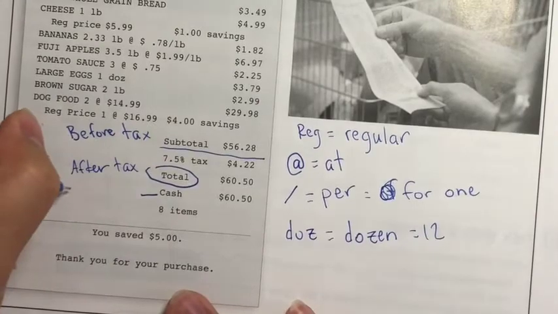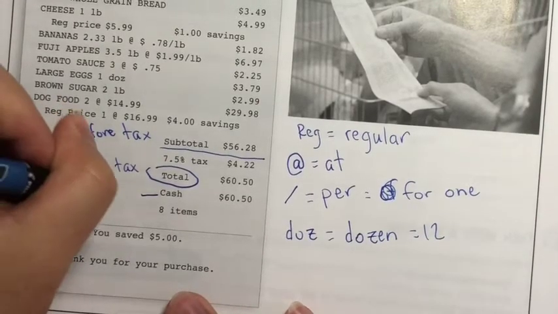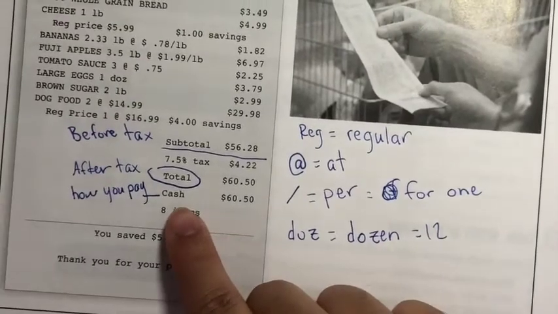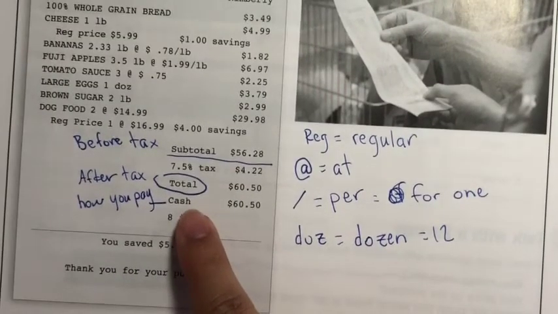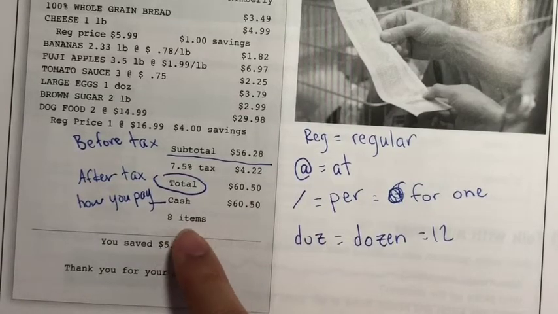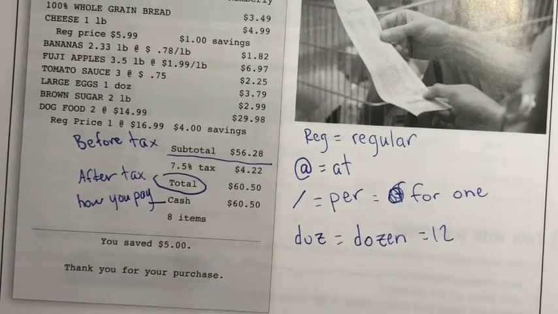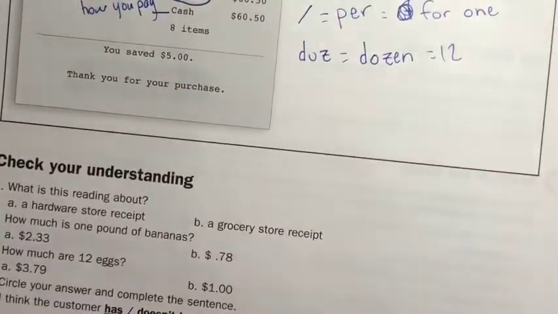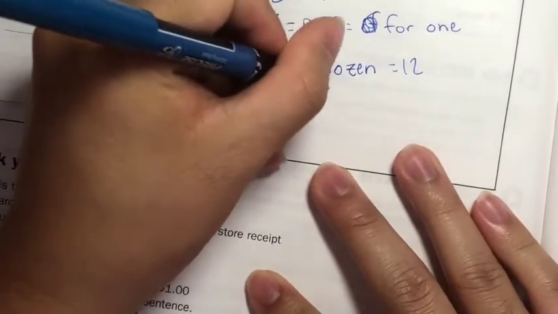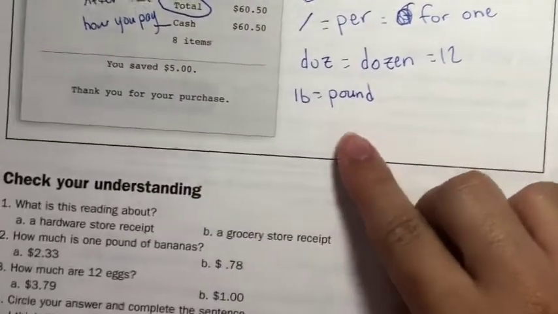Cash. This is how you pay. You can pay with cash, or you can pay with card, or you can pay with check. This person is paying in cash. And here it tells you you bought 8 items and you saved $5. Remember, LB is pound. You should know that by now.